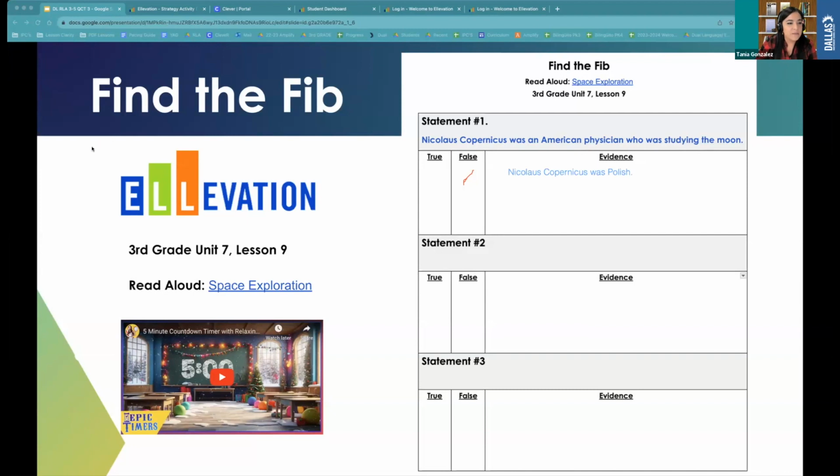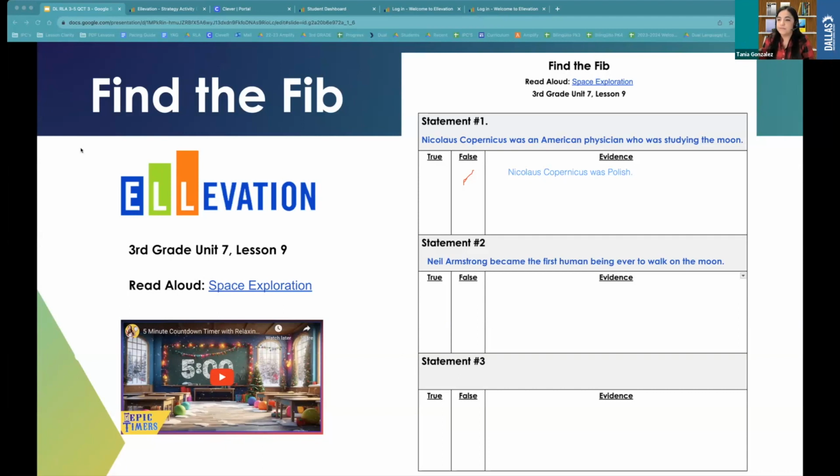So statement number two. You can do this after the read aloud, or you can also be creative and do it while you're reading, so that they can engage during the reading and answer one by one and not everything at the end. Statement number two: Neil Armstrong became the first human being ever to walk on the moon. Is it true or false?